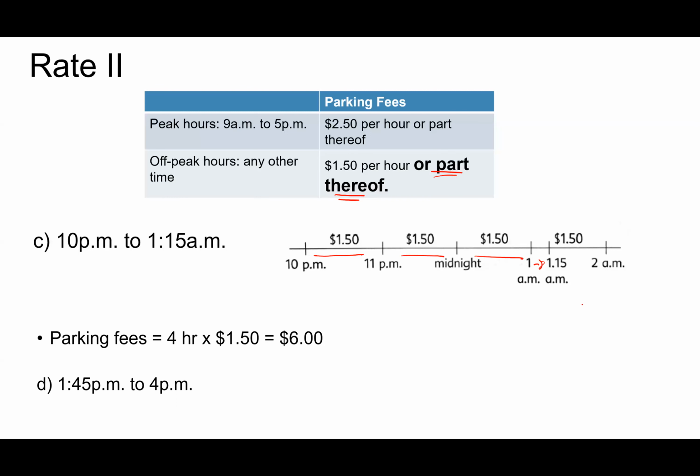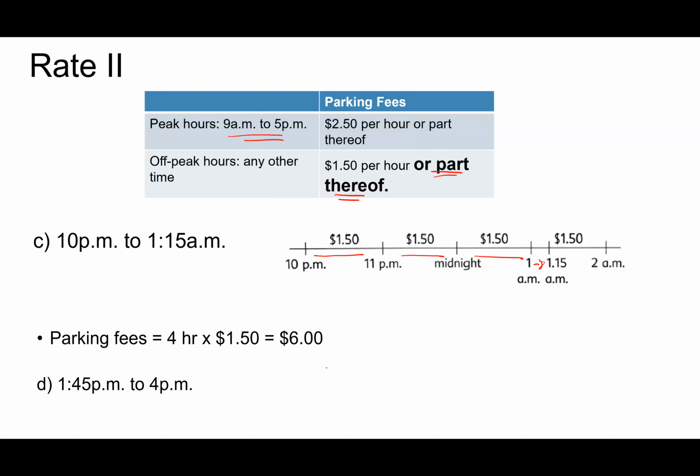Oh, there is some disagreement. Are these peak or off-peak hours, folks? Okay, let's take a look at our chart. From 9 a.m. to 5 p.m., he's going to pay $2.50 per hour. Is 1:45 p.m. to 4 p.m. in between 9 a.m. and 5 p.m.? Yes or no? Yes. So we are going to use peak hours.